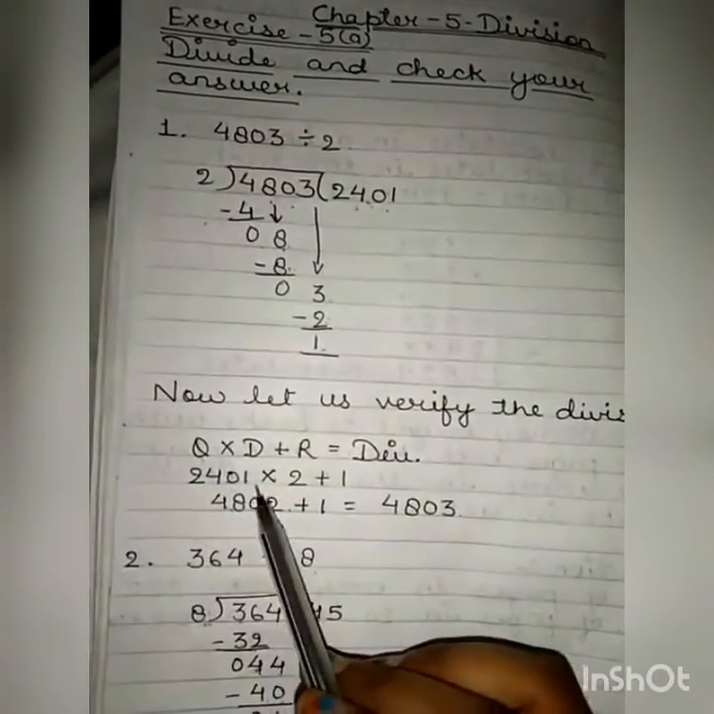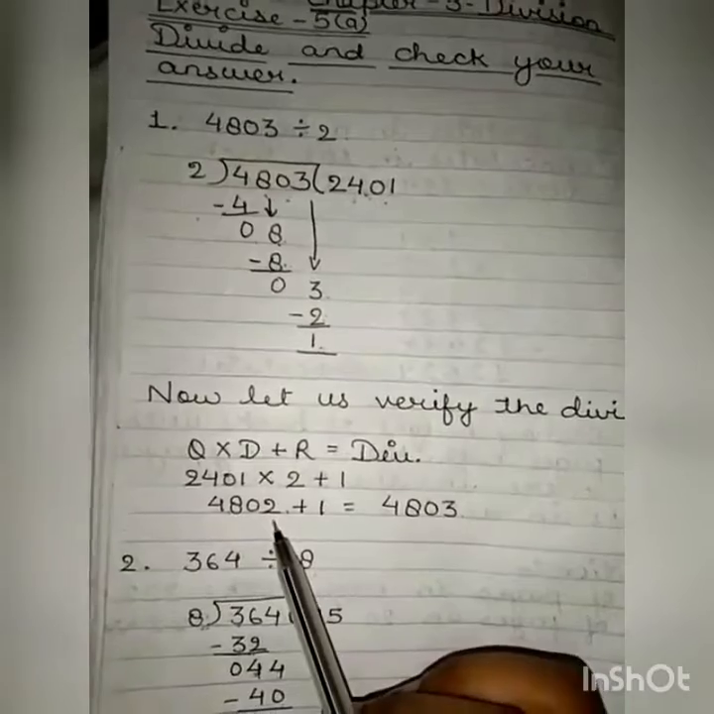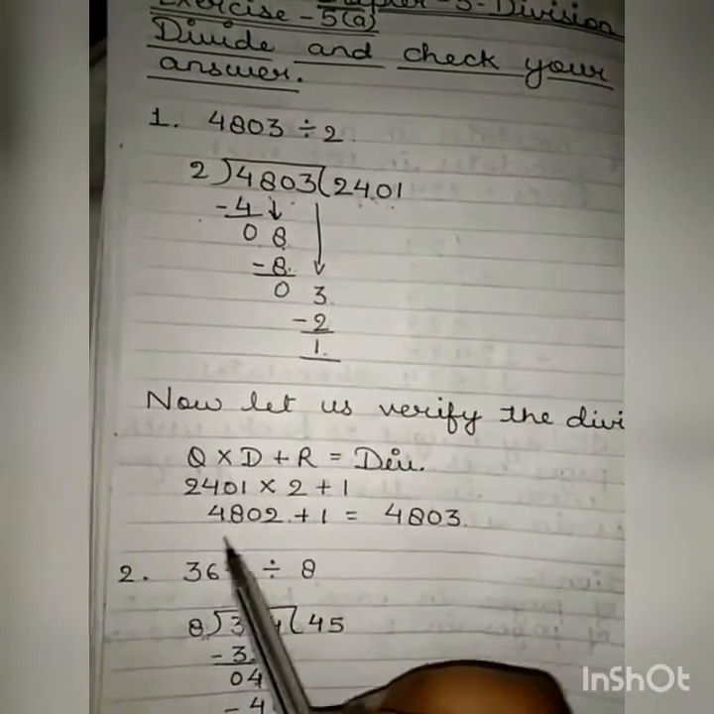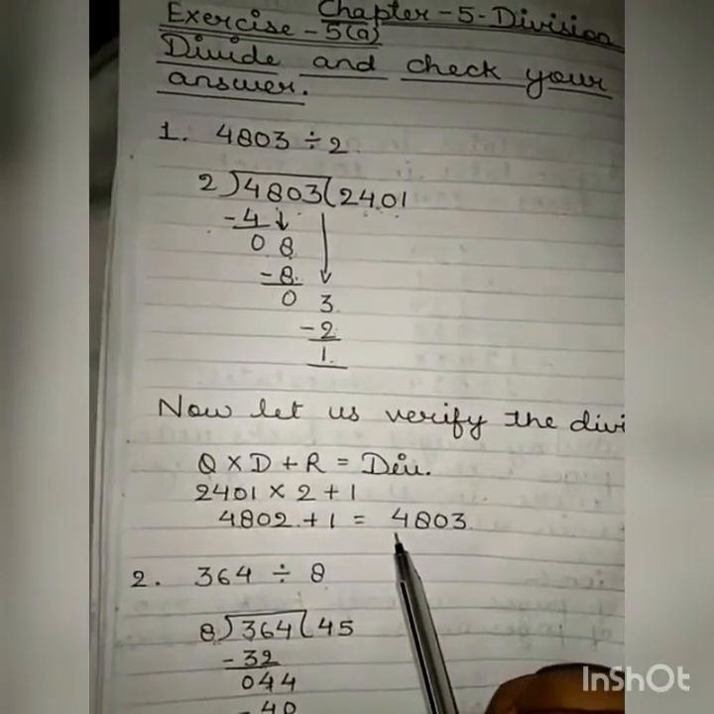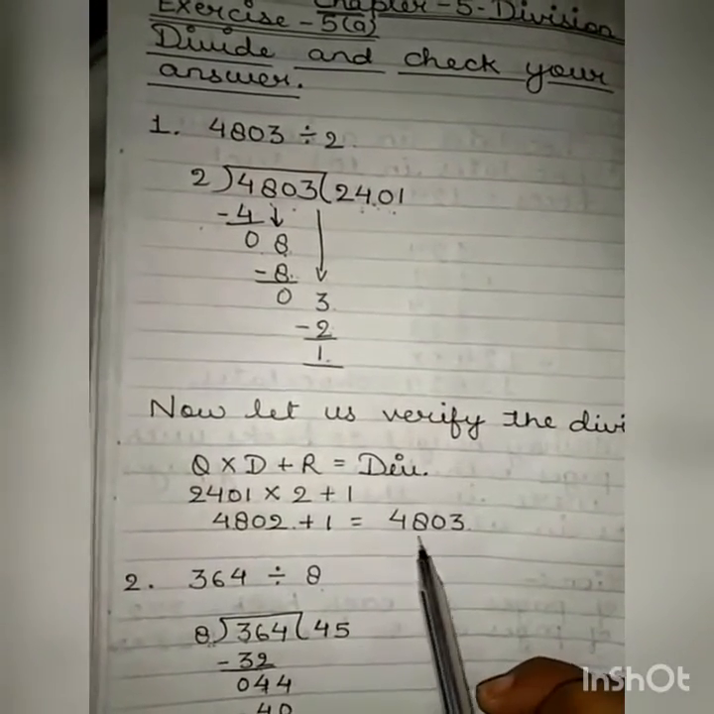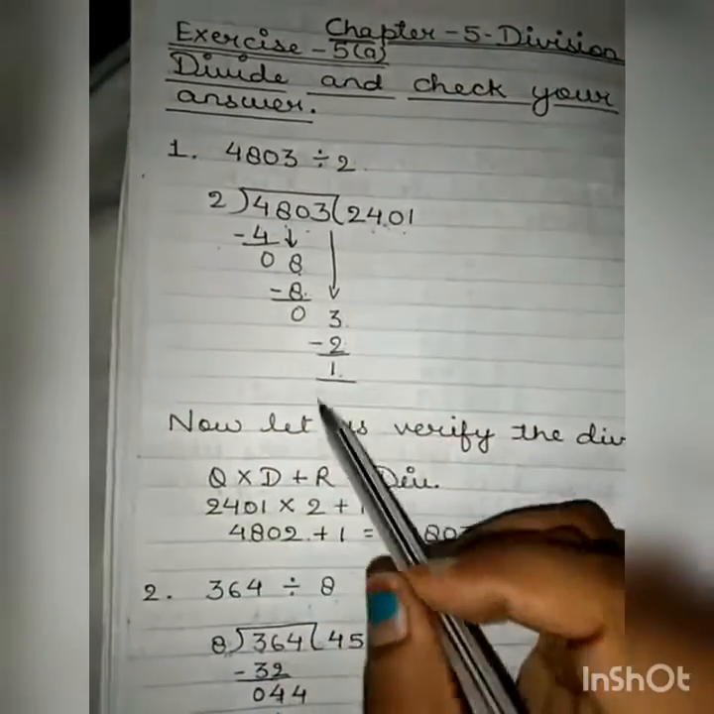Now 2401 multiplied by 2, what will come? 4802. Now we will add 1 to 4802, what will come? 2 plus 1, 3, and 0, 8, 4. So you can see 4803 is equal to the dividend given in the question.